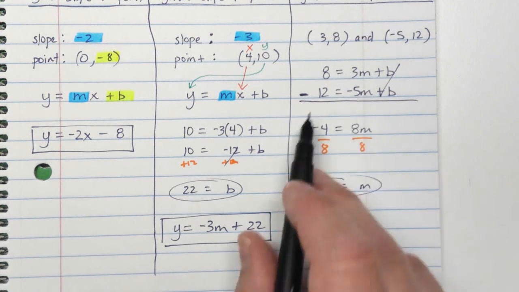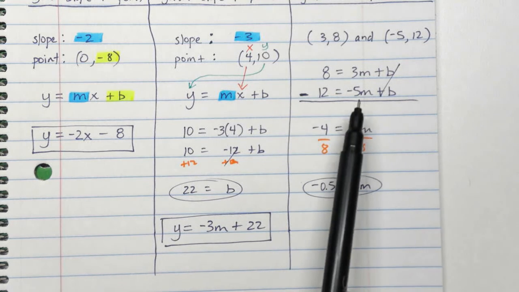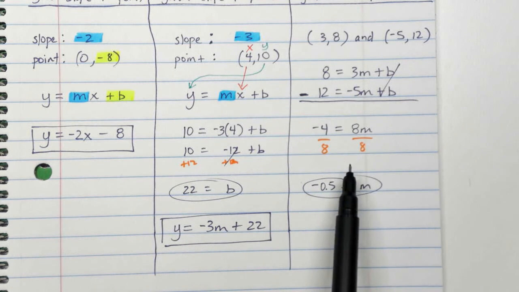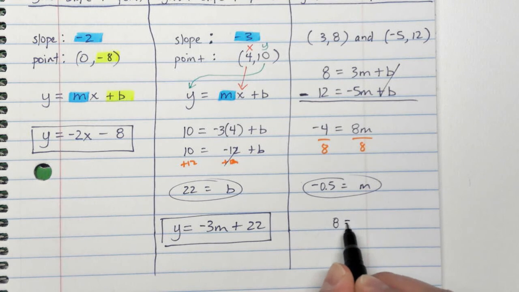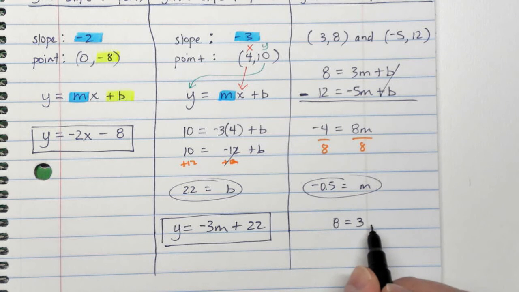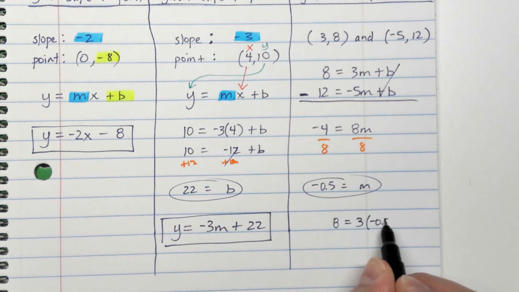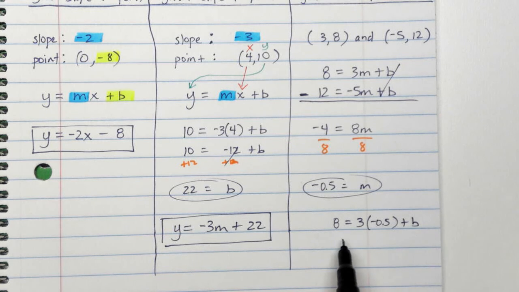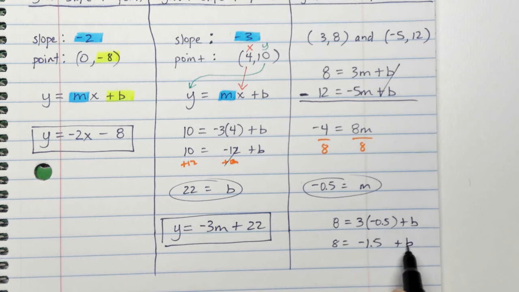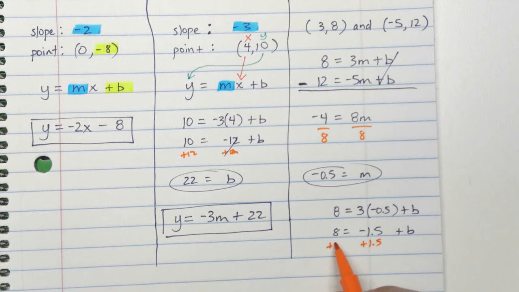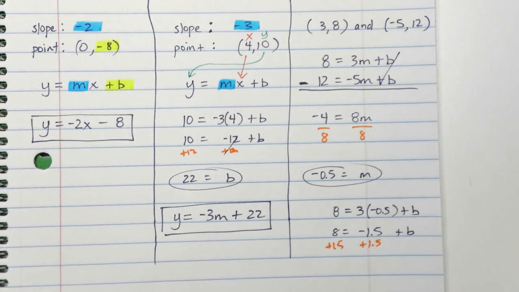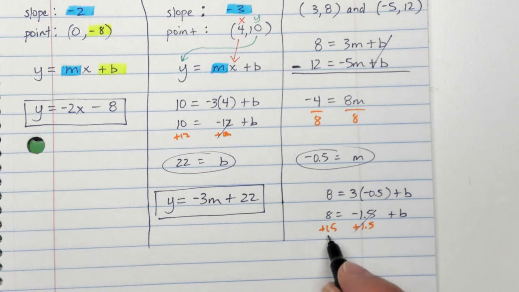Then you plug this back into one of the equations. Typically, you want to choose the equation that has the fewest amount of negatives. So that first equation doesn't have any negatives. So I'm going to use that first one. 3 times m. We now know what m is. Plus b. And then we solve for b. Negative 1.5 plus b. Add 1.5 to both sides. Bam. Cancel. And let's see. 9.5 equals b. Circle that bad boy.